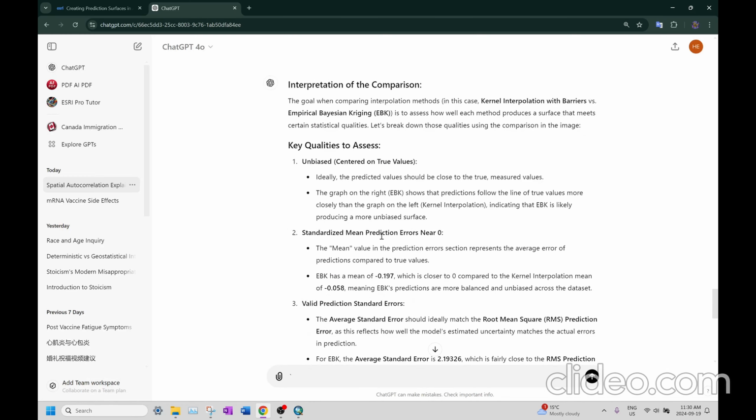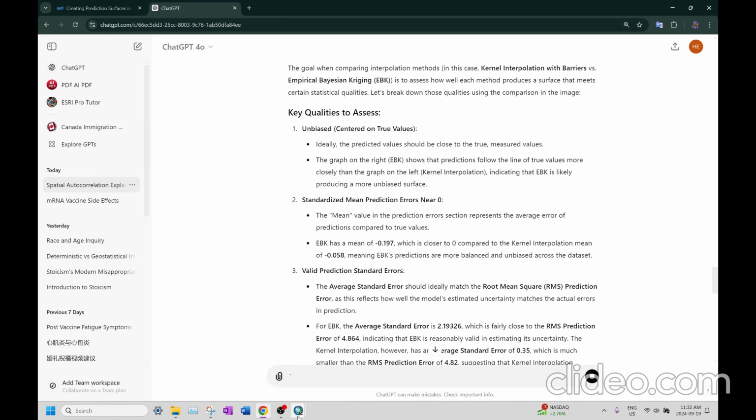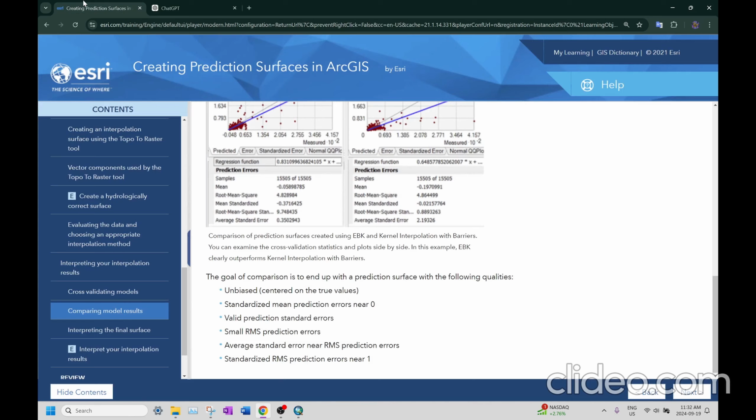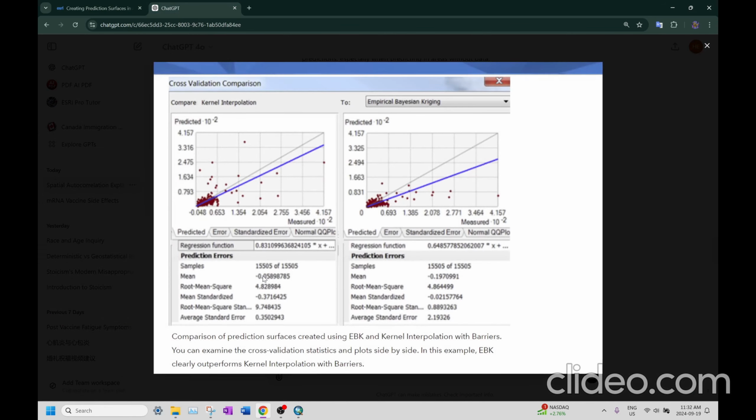Second, the mean prediction error near 0. This one, the mean value near 0. So if you check the mean, it looks like KI is better because it's close to 0. But the root mean square standard error is too high compared with the EBK, so even though the mean is closer to 0, we just can't use the KI.